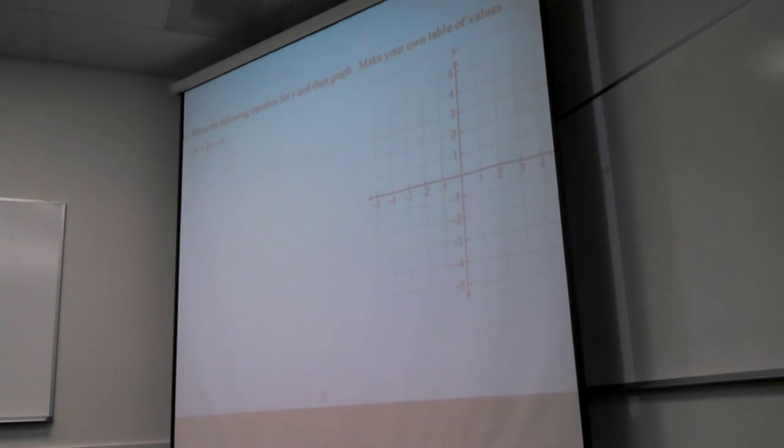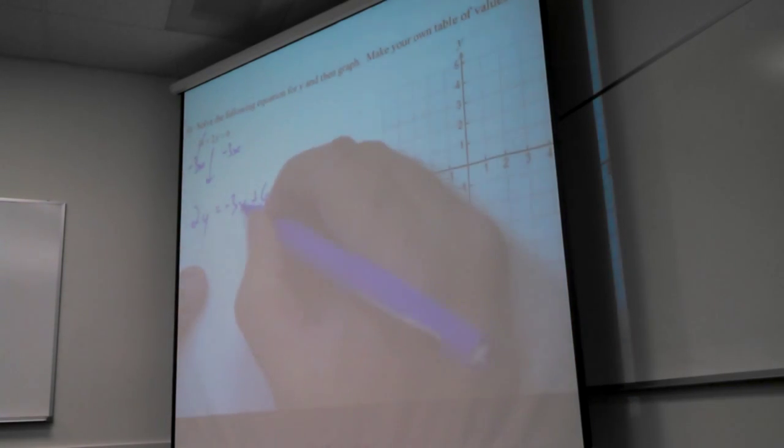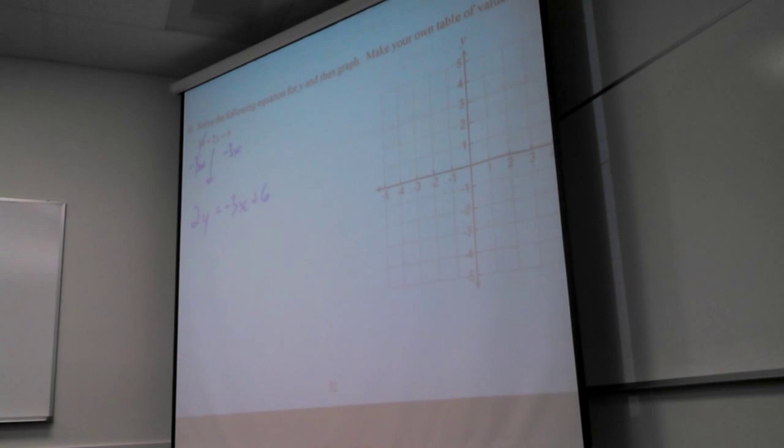Let me try to catch up to you guys. To solve this for y, what would you do first? So you get 2y equals. And I'm going to shove this negative 3x in front of the positive 6. Just get used to doing that. So you guys know why. It's just that's the form of it. It makes it easier to identify certain things.